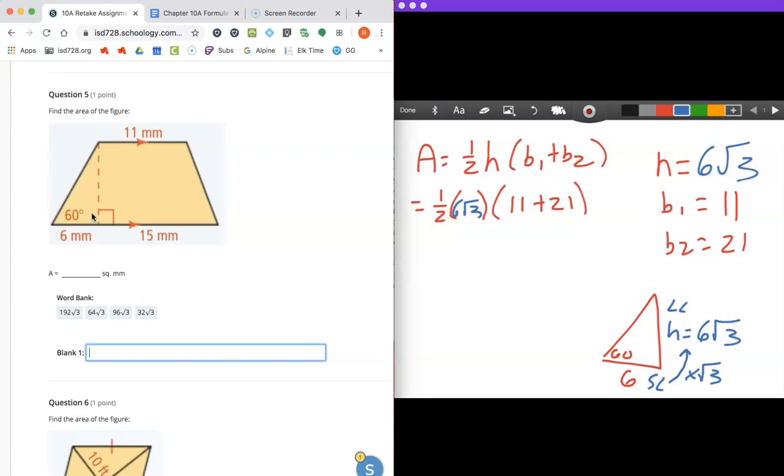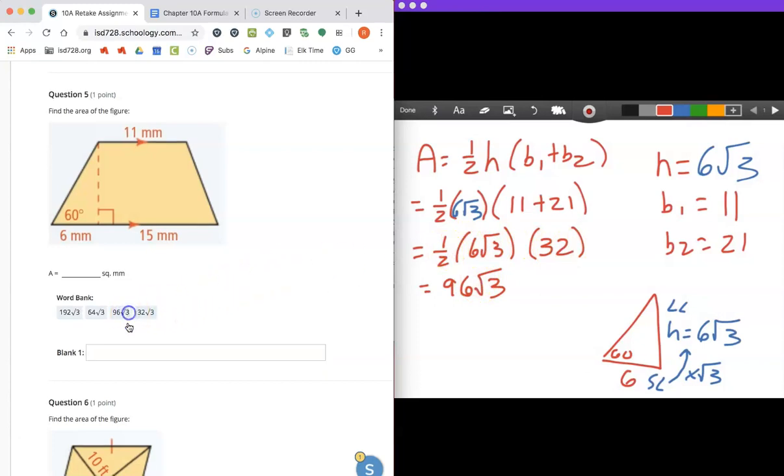Okay. All right, so then we're ready to answer. So we have 1/2 times 6 square root of 3 times 11 plus 21 being 32. Okay, so if you do 1/2 times the 6, that's 3, and then 3 times 32 is 96. So it looks like we have an answer bank for this one. 96 square root of 3 is the same as all of this stuff multiplied up. So I would choose 96 square root of 3 for my answer. Well, you know what I mean. I'll just type it in.